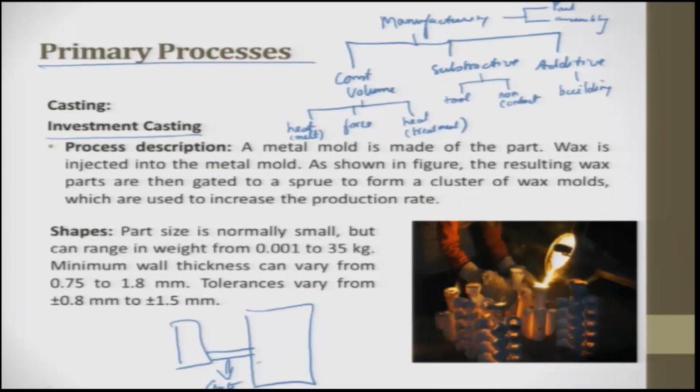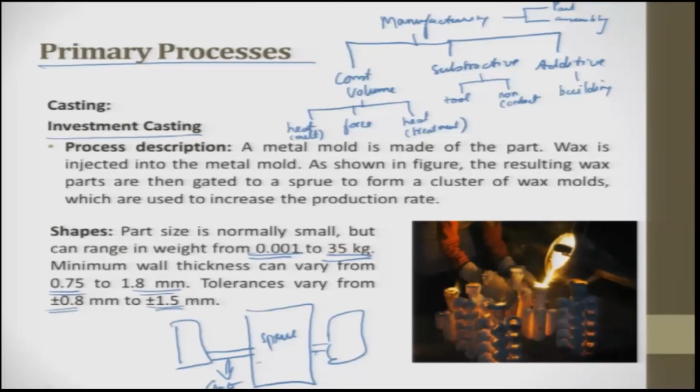The gate goes to the sprue, the reservoir is nothing but the sprue, to form a cluster of wax molds which can be used to increase the production rate. So, I can have gates, and these are the wax parts. When I pour hot metal, the wax melts off, and the metal that fills up is the final end product. Here the weights can be from 0.001 gram to 35 kilos, and you can have a minimum wall thickness of this to this, and the tolerances given are this.